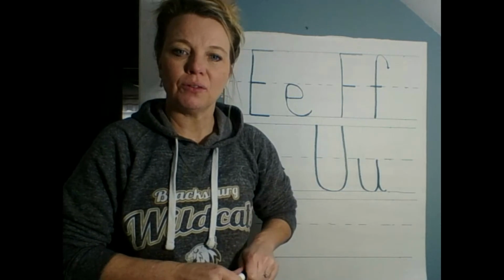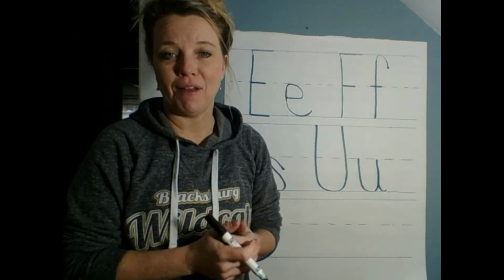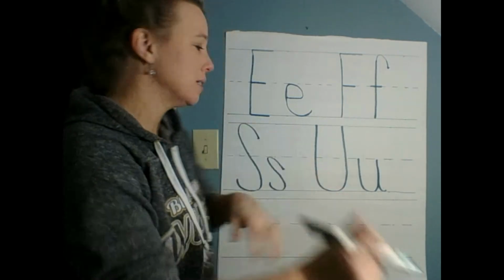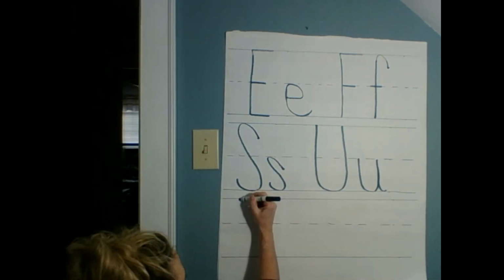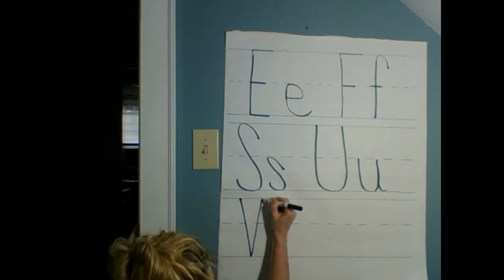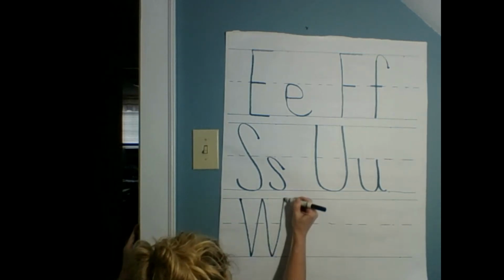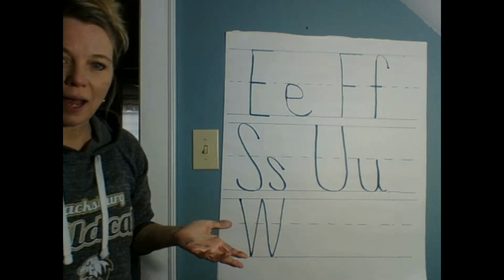Letter is W, and this is probably my favorite letter to construct. It is a top start letter. We are going to diagonal down, diagonal up, diagonal down, diagonal up. Okay, that's all there is to the capital W.